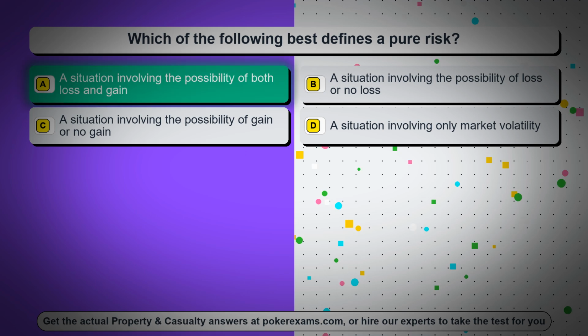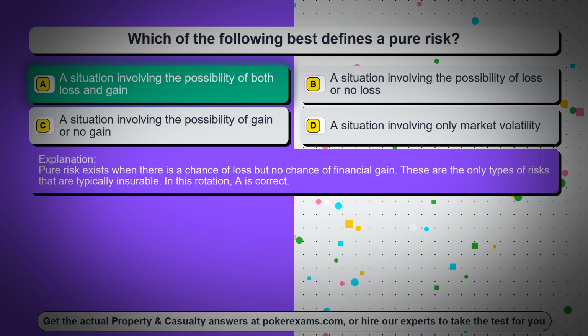The correct answer is option A, a situation involving the possibility of both loss and gain. Pure risk exists when there is a chance of loss but no chance of financial gain. These are the only types of risks that are typically insurable. In this rotation, A is correct.